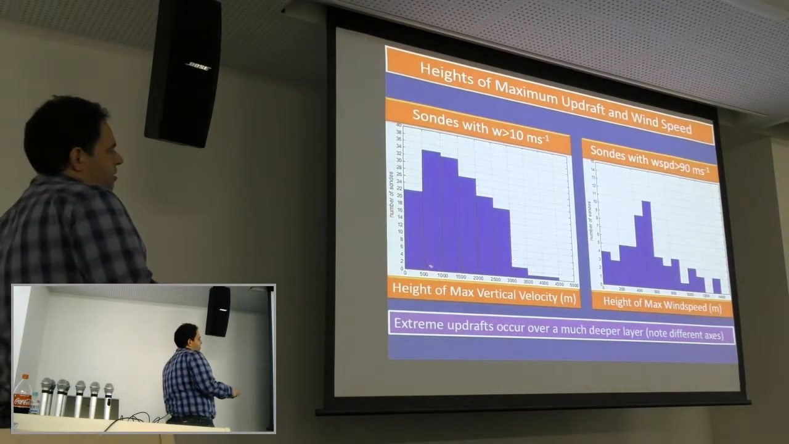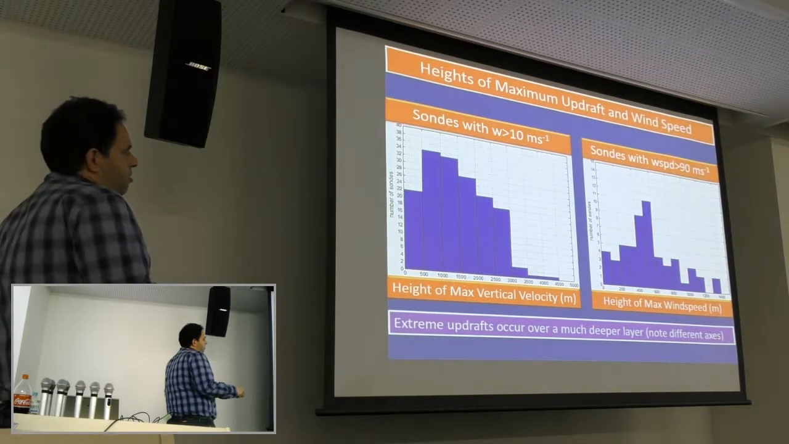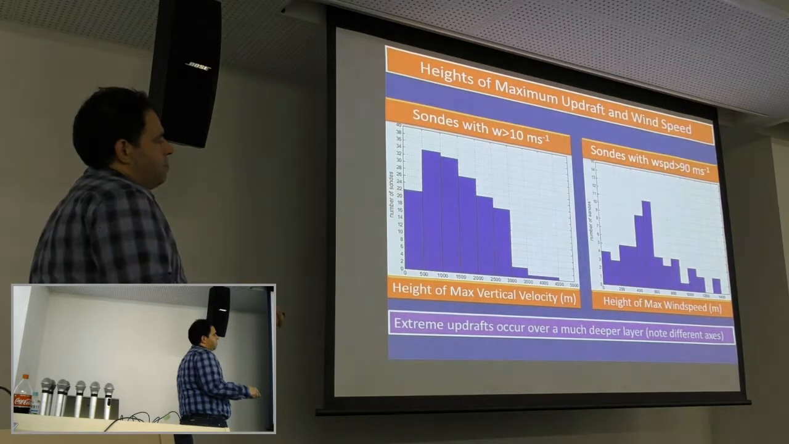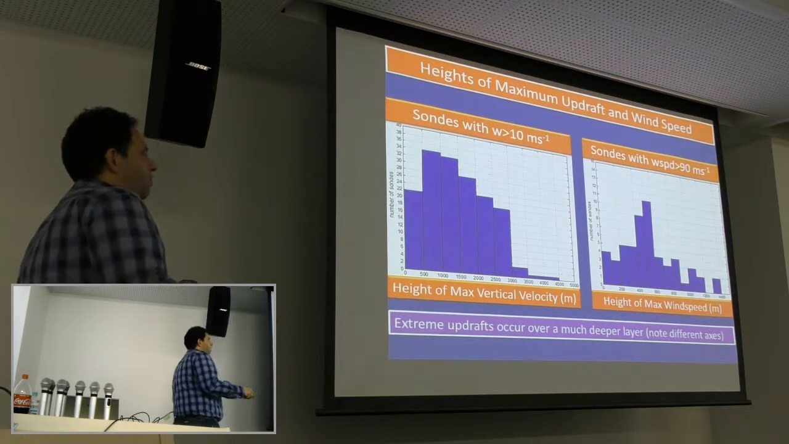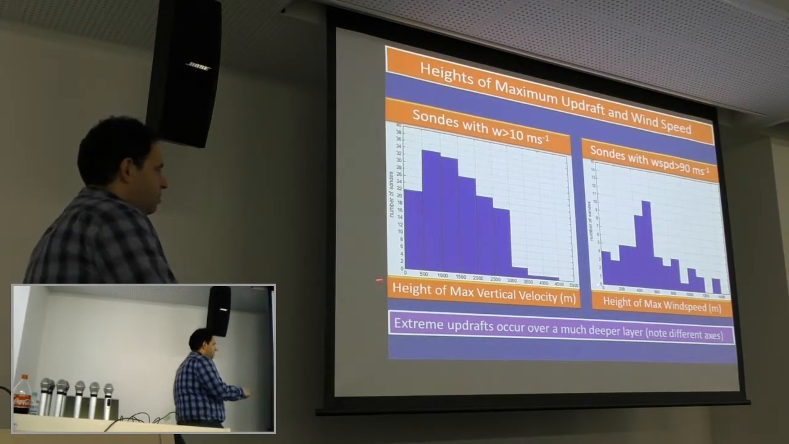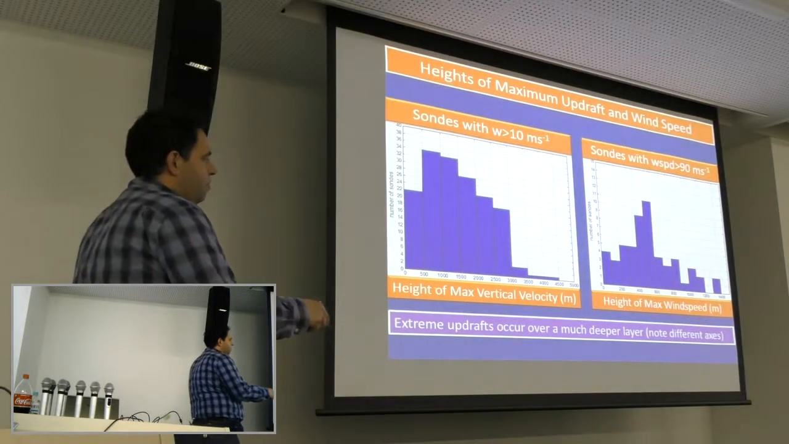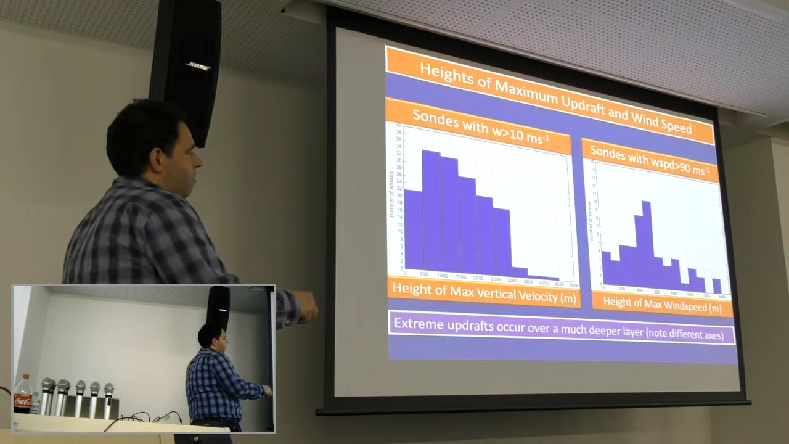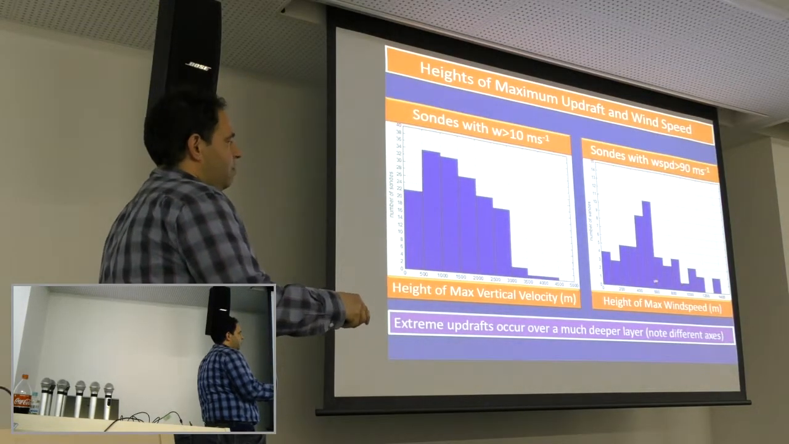And we can see this another way by looking at the distributions of the height of the maximum vertical velocity on the left and the height of the maximum wind speed on the right. The x-axes here are different. The scale goes from 0 to 5,000 meters for the updraft plot and 0 to 1,500 meters for the wind speed plot.